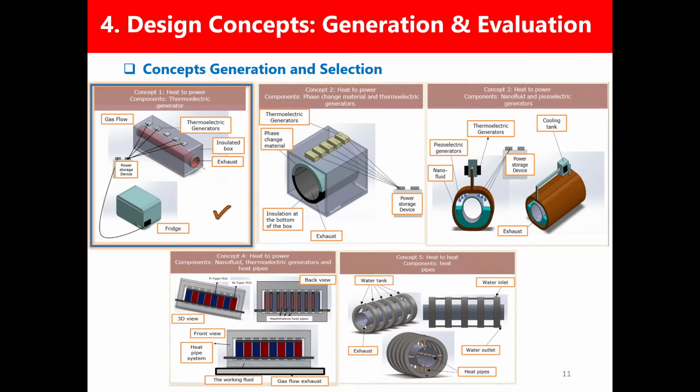Next point is concepts generation and selection. So we generated 5 concepts, 4 of them were heat to power concepts, and the last one was a heat to heat concept. So we selected concept 1 after evaluation and selection. It means converting the waste heat through the thermoelectric generator to electricity and storing it in a battery. After that, we use it in the cooling system.